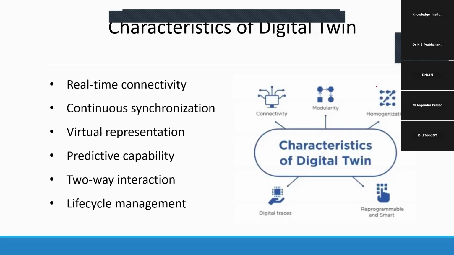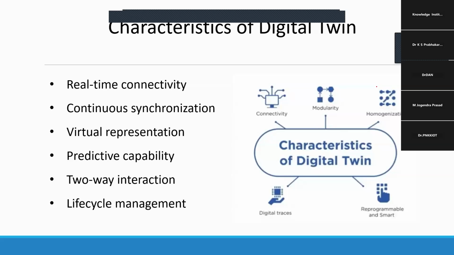So these are the main characteristics of the digital twin. The first one is real-time connectivity. The physical system continuously sends live data to the digital model. That is called real-time connectivity. Second is continuous synchronization. It means the virtual model updates itself dynamically according to the operating and process conditions, and accordingly it can optimize dynamically. So that is continuous synchronization.